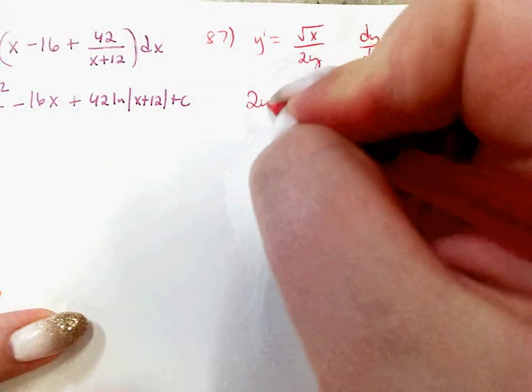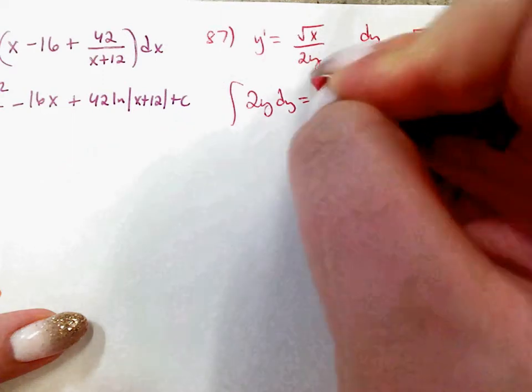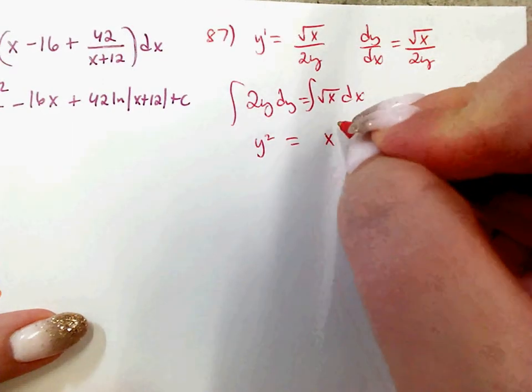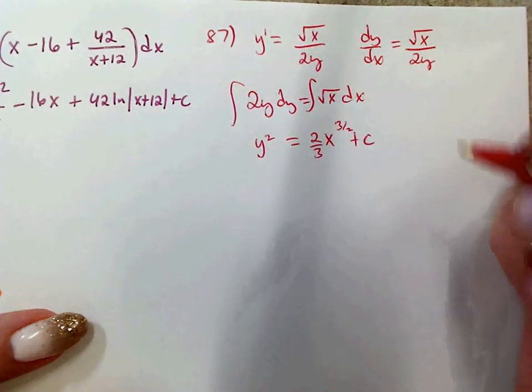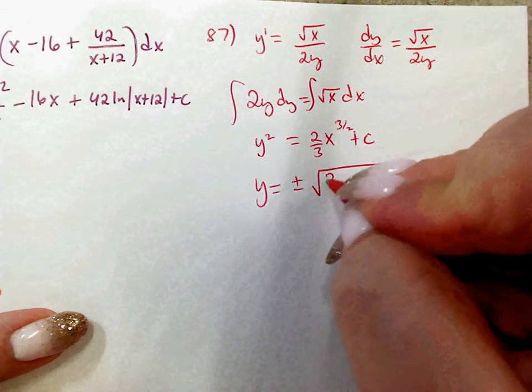Integrate. y squared equals, add 1 to the power, divide by the new power, plus c. Take the square root, so y equals plus or minus, because we don't know, 2/3 x to the 3/2 plus c. And that would be my final answer.